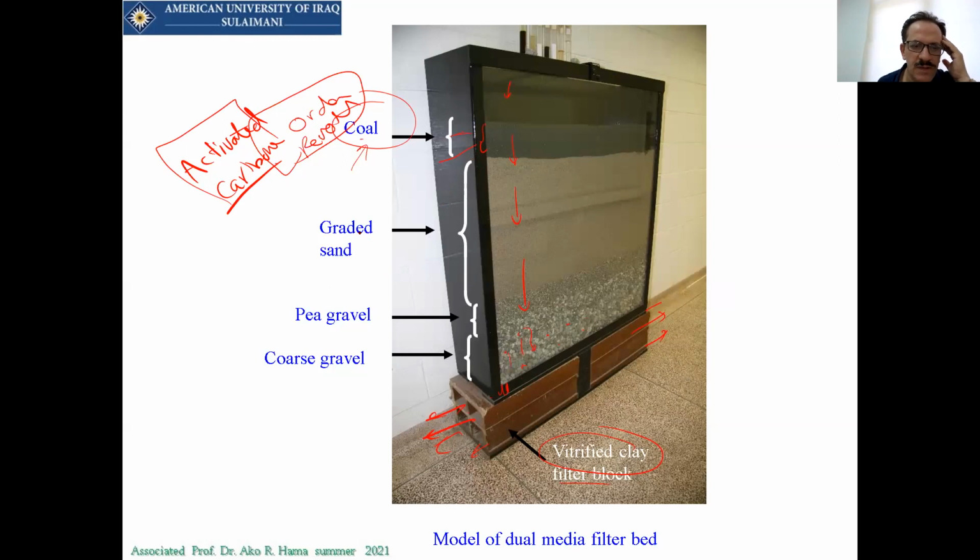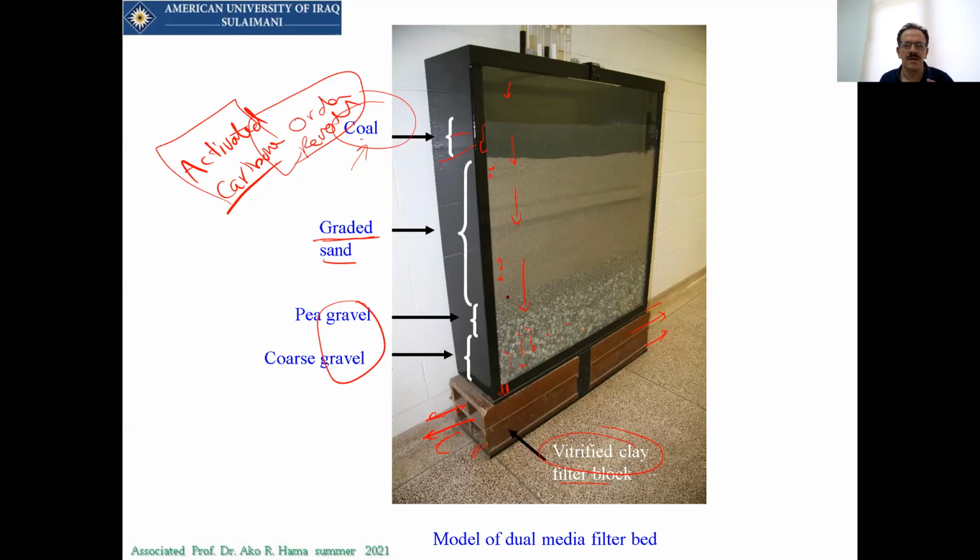Usually it will be used just to remove the odor. Also, we have graded sand. Graded sand means that we have small particles and greater size particles there. After that, there will be gravel, and the gravel will be distributed this way. Why are we putting the greater size here?